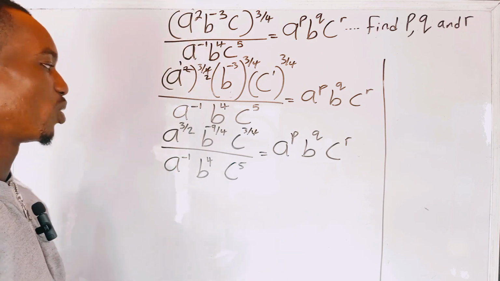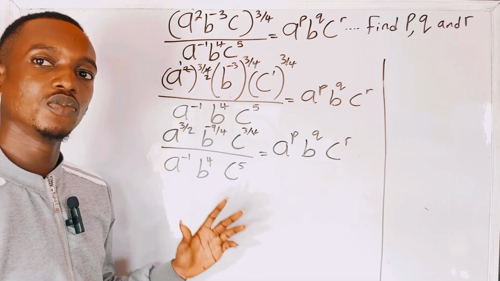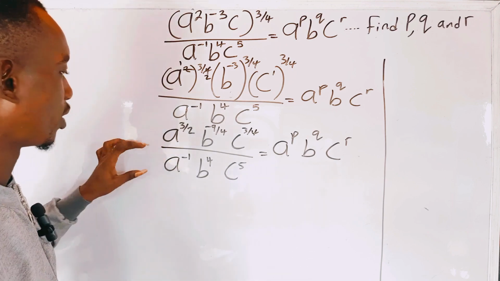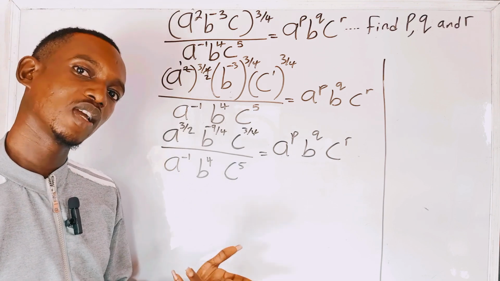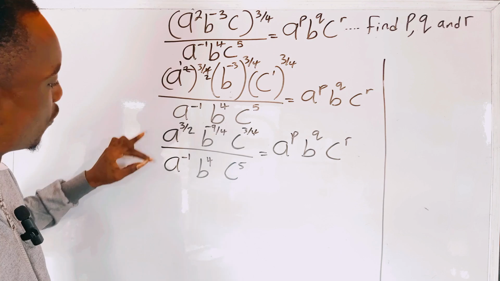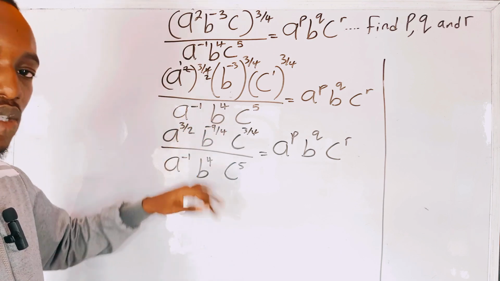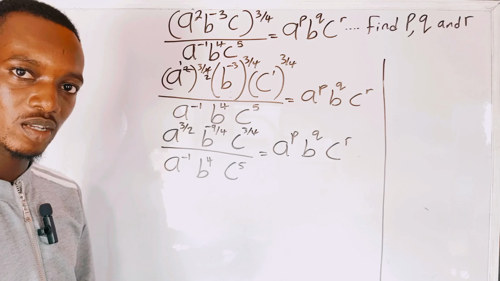So what are we going to do here next? There is no fraction here, but we have a fraction here. Don't forget, our aim is to make them look exactly the same. So we have to eradicate this division by simplifying. And how do we do that? Don't forget the law of indices also. When we are dividing the same base, we subtract their power.